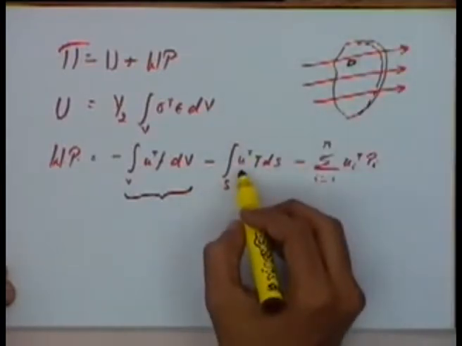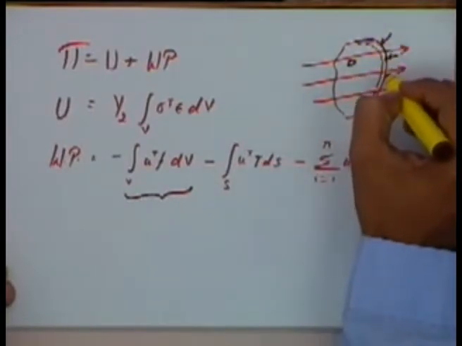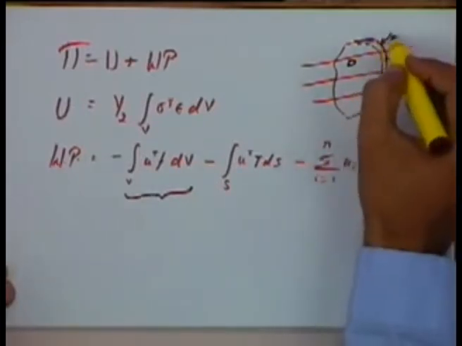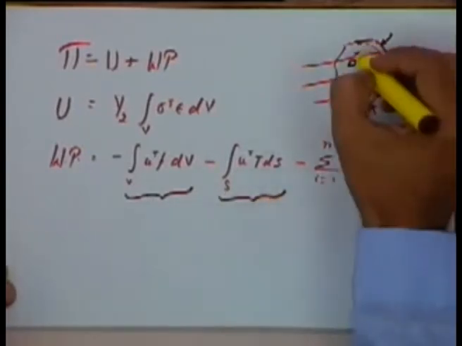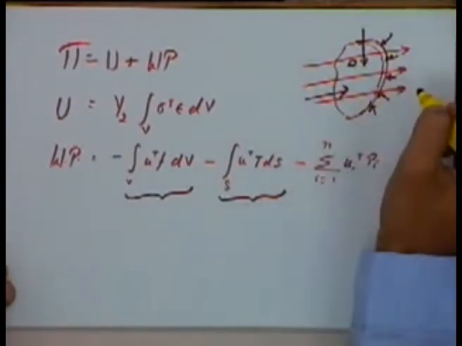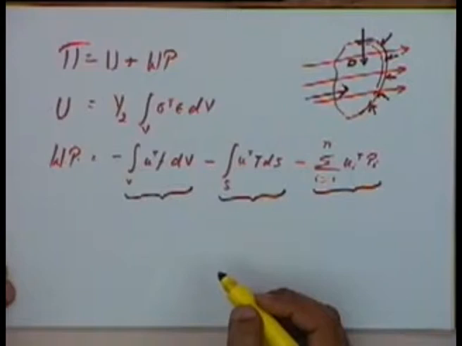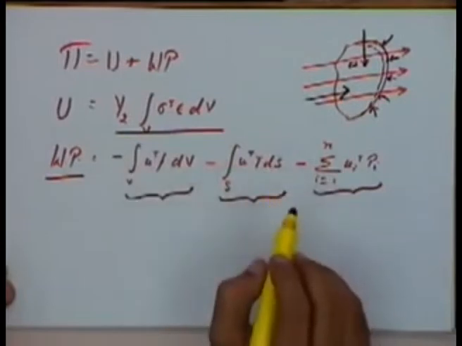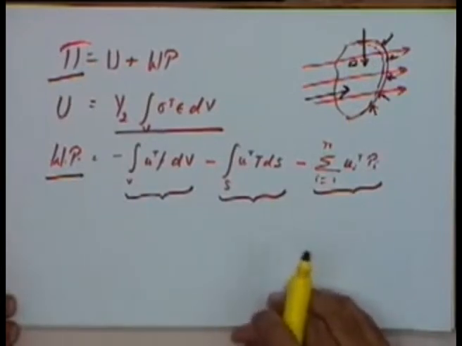Similarly, this will be the work done at the surface. If there is some load at the surface, then in carrying out this deformation, whatever work is done against these forces, that is expressed by this term. And if there are some point loads, then whatever work is done against these point loads, that is expressed by this term. So this is the expression for the work potential, this is the expression for the strain energy, and the potential energy is the sum of these two.